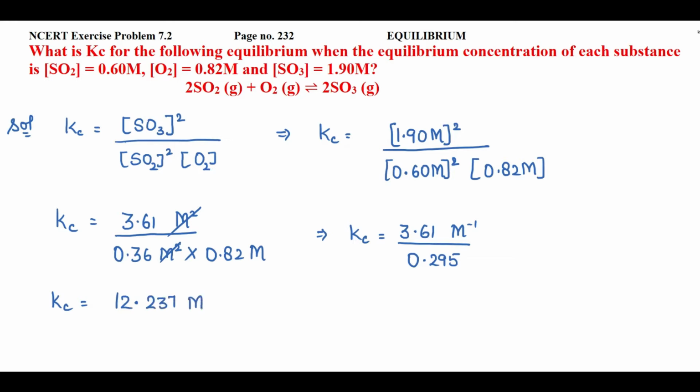So when you'll divide 3.61 with 0.295, the answer will be 12.237 molar inverse. Now this molar inverse means we are taking the units of molarity. So 1 molar equal to 1 mole liter inverse. Here I am having molar inverse, so definitely it will be 12.237 mole inverse, because I am having mole in 1 molar, right? And liter inverse will be liter over here.